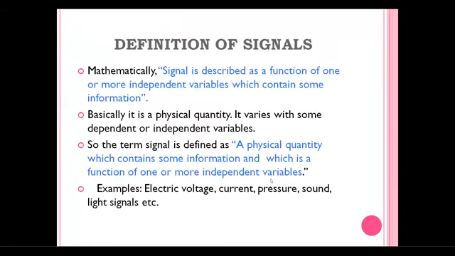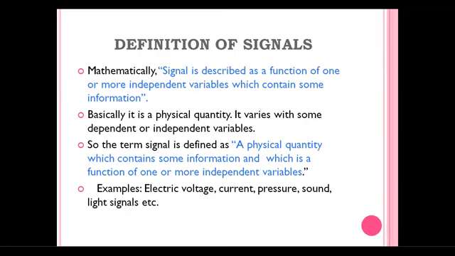First, the definition of signals. In our day-to-day life we use the term signal, but what does signal mean? Mathematically, a signal is described as a function of one or more independent variables, and each signal contains some information.